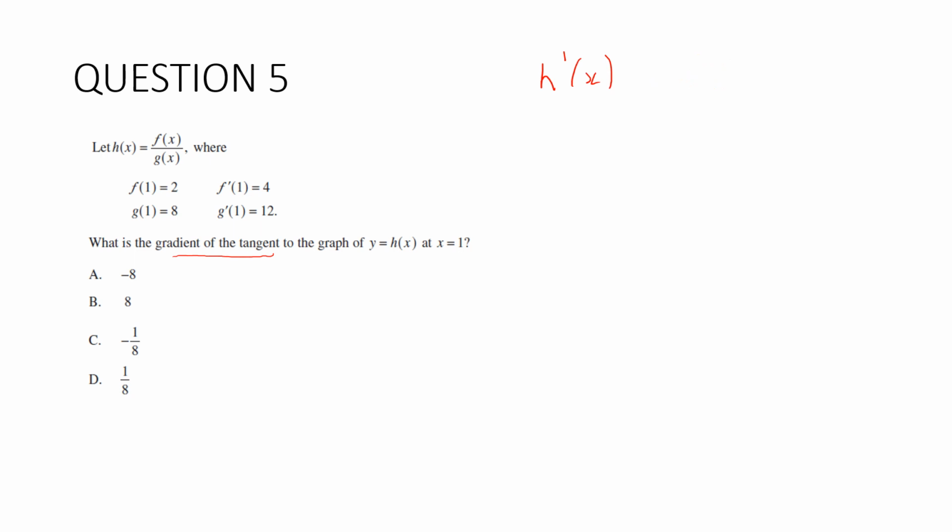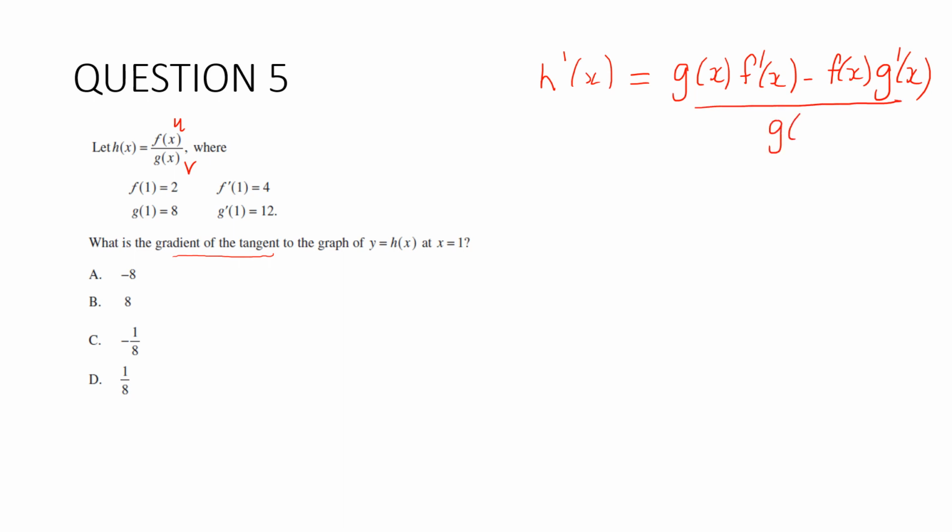So we are going to do instead, let me see, this is u and this is v, so I'm going to do v, which is g of x, multiplied by u dashed, minus u, multiplied by g dashed, divided by v squared, so g of x all squared. Now furthermore, we want to know the gradient of the tangent at x is equal to 1, so we want h dashed of 1. Alright, so I want g of 1, what is that?